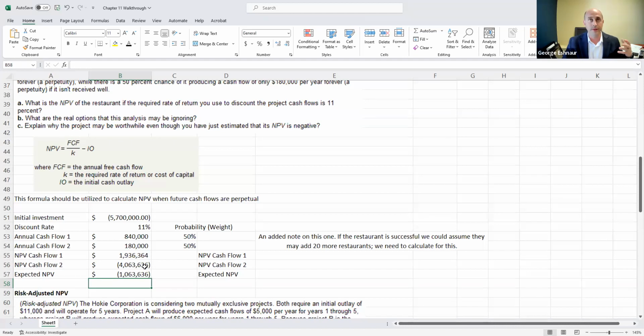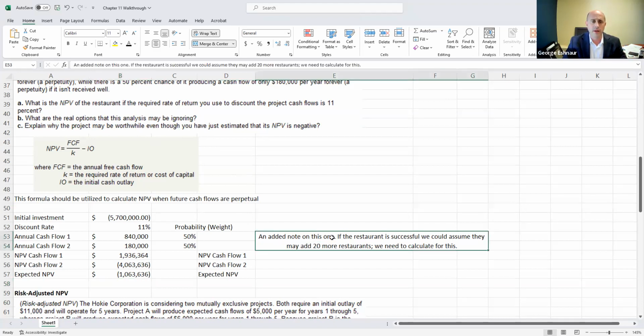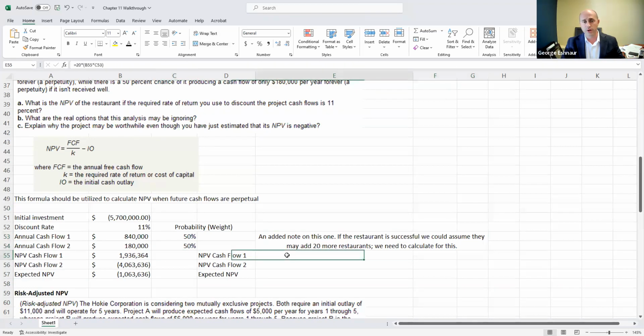However, here's the thing. These questions can have a follow-up. The first one that I looked at, this one did not. But explain why the project may be worthwhile, even though it has an estimated, just estimated, net present value that is negative. Well, what if the restaurant's successful and we could add 20 more restaurants or 10 more restaurants or 50, who knows? That is, if we are successful, but even though this is weighted at 50-50, the cash flows are quite large at that point.